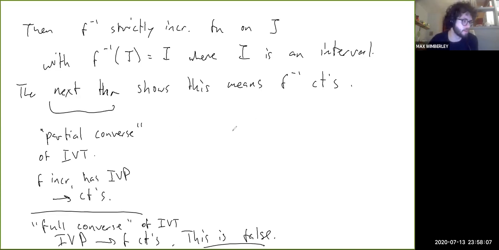Okay, so in the next and final section, I will talk about how injective functions have to be either increasing or decreasing. Injective continuous functions.